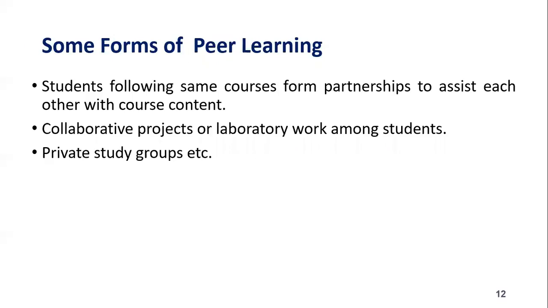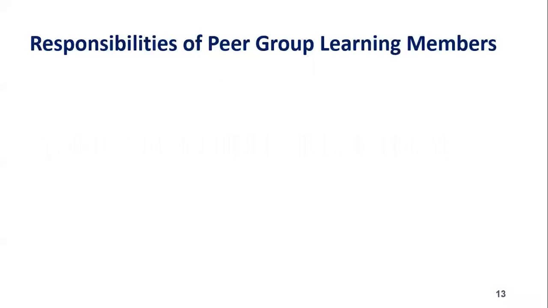And so these are some forms of peer learning. Students following the same courses form partnerships to assist each other. So it's course content. This is highly useful in collaborative projects and lab works, and private study groups are examples of peer group learning.